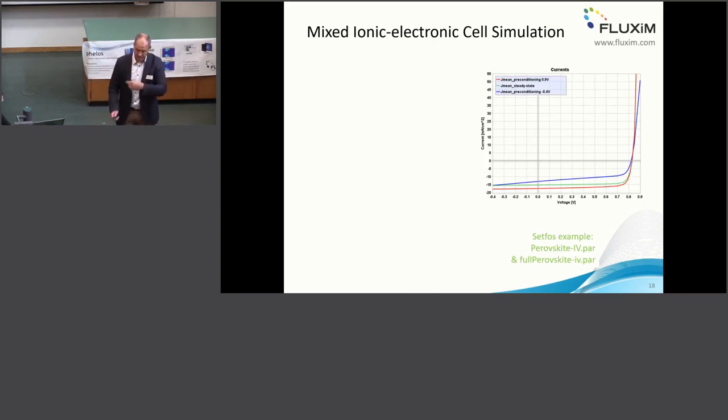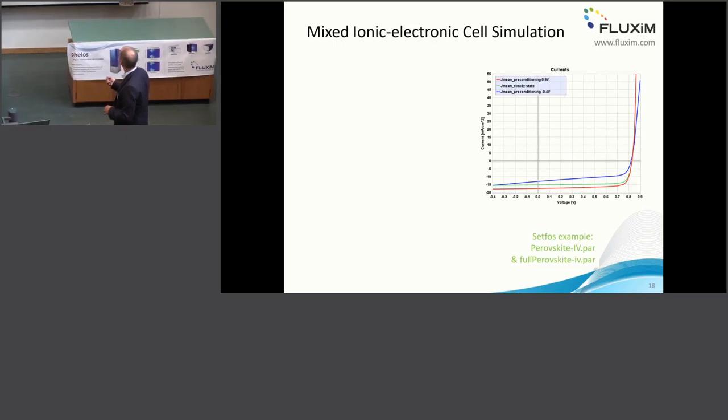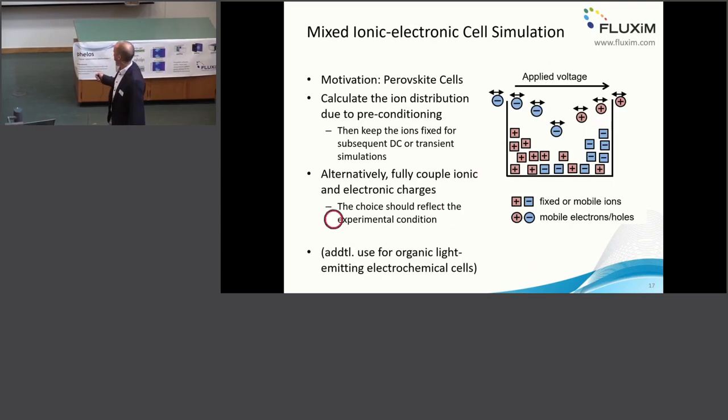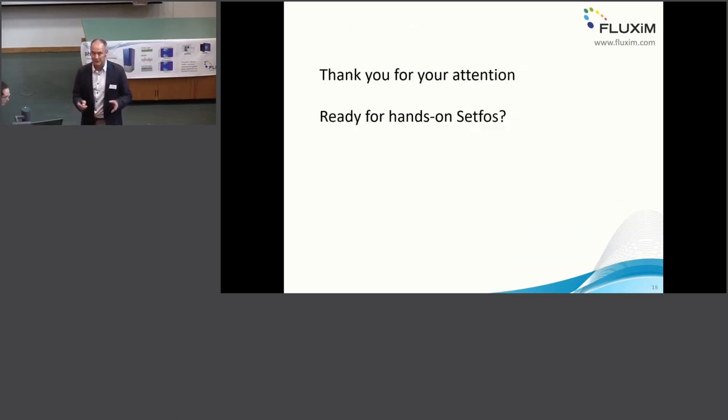Another example, also taken from the tutorial of the software, is this perovskite JV, and a second one, full perovskite JV. There are two examples. In this example, you see a simulation of the JV curve for three different ways of preconditioning. But Sandra will show this afterwards in the exercise sessions. You see that the fill factor changes depending on the preconditioning. And of course, as mentioned down here, please make sure that the choice of model reflects the experimental condition. There are different ways to measure your device, and the model should also be consistent with the choices in the experiments. So that was a quick overview on modeling optically and electrically solar cells.